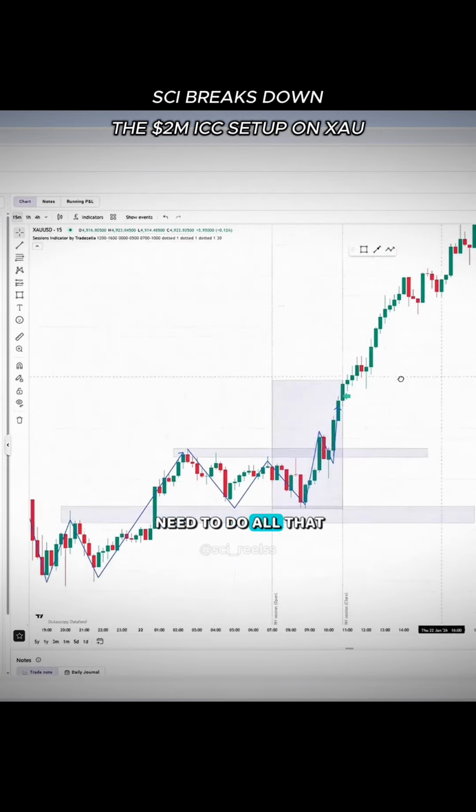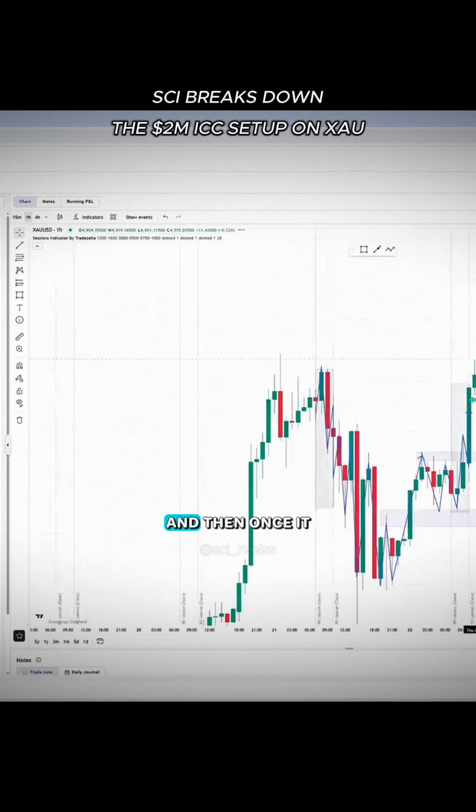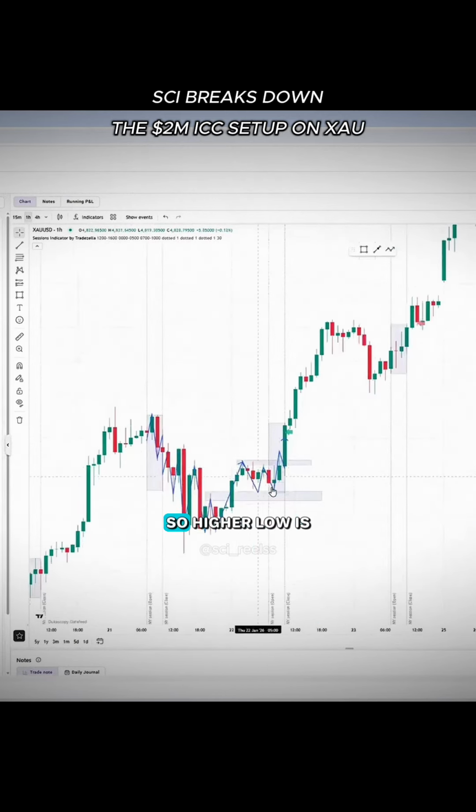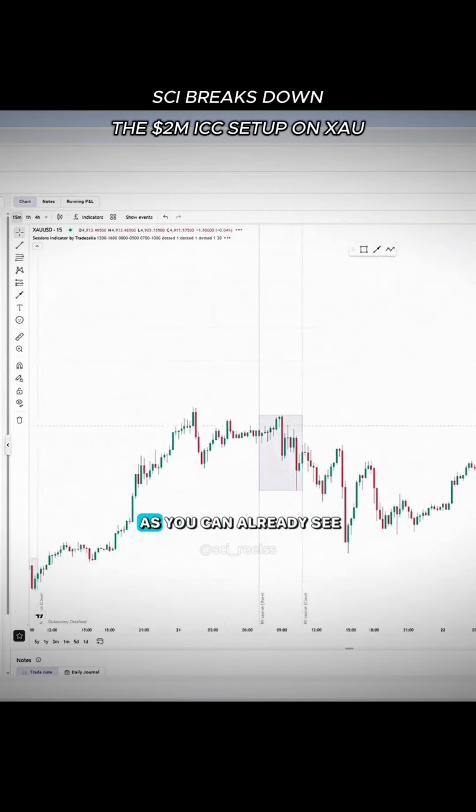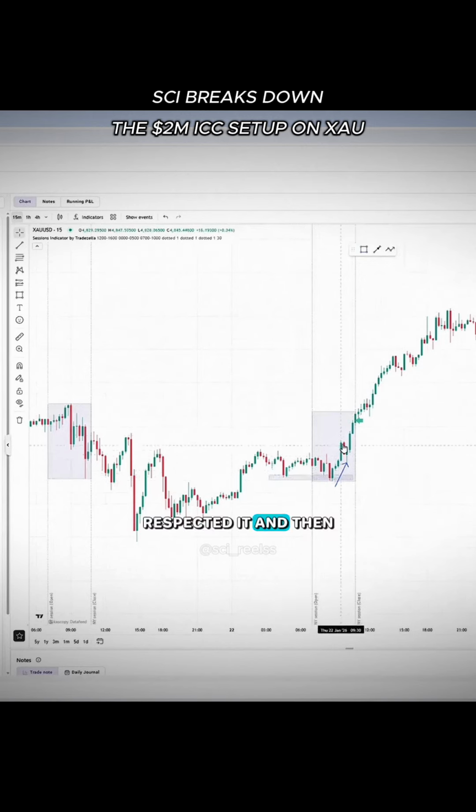But no need to do all that because price ended up making that higher low. And then once it made the higher low, it ended up making that higher high. So higher low is made, higher high, right? Price ended up respecting the fact that the supports are getting higher, the buyers are getting stronger. Price respected that on the 15-minute, as you can already see. Price came down, respected it, and then the market opened.